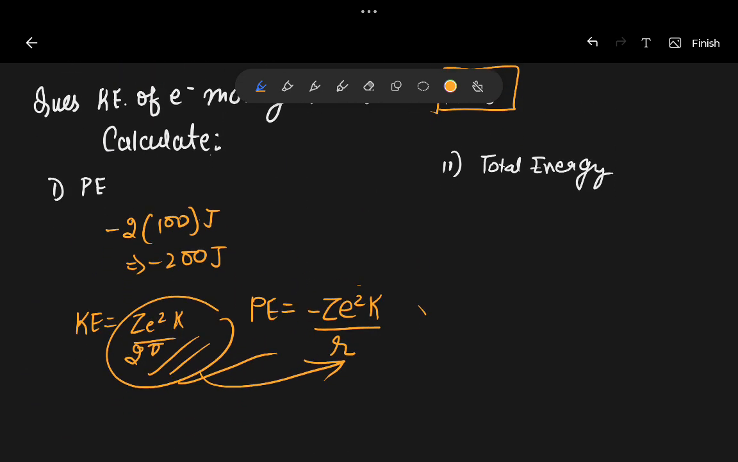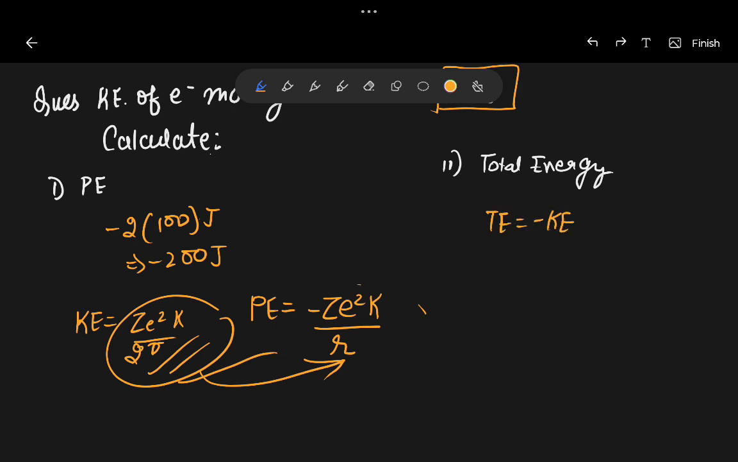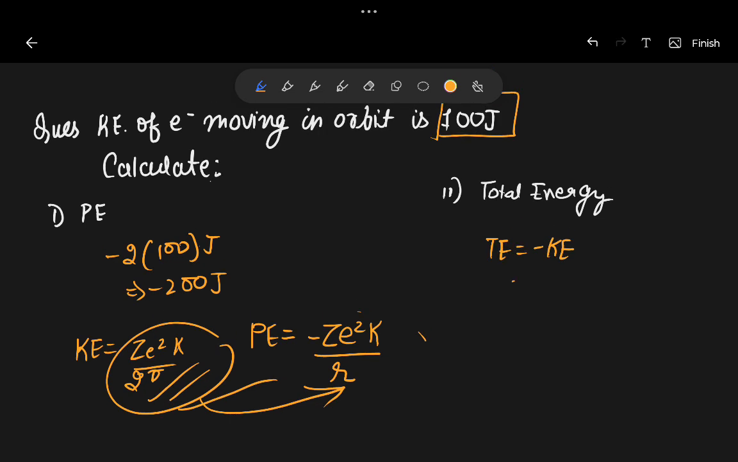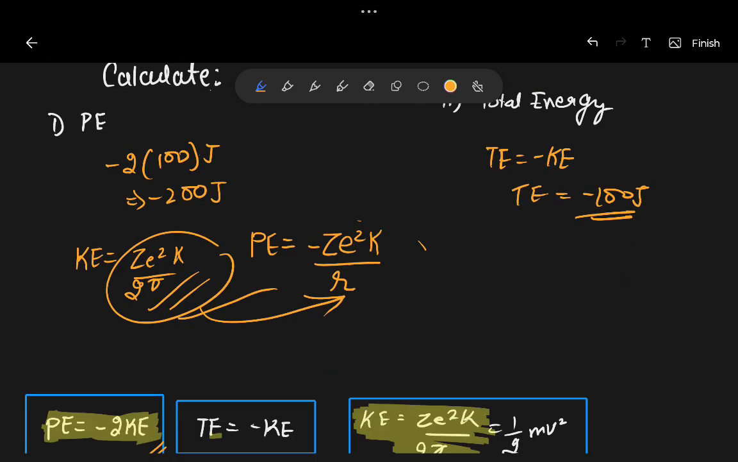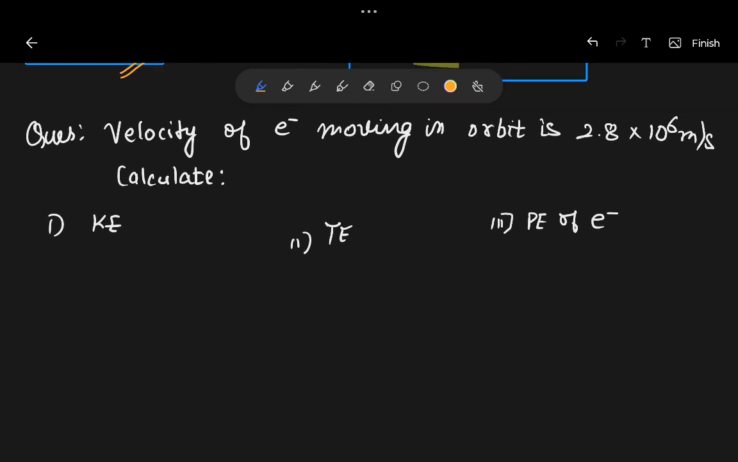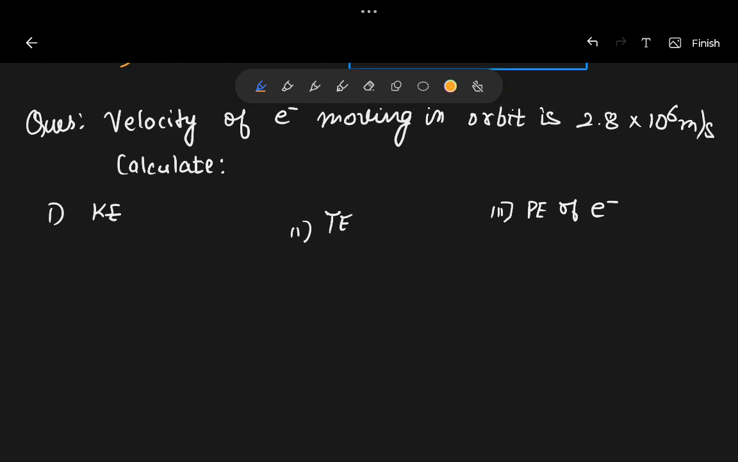And now let's talk about total energy. So total energy is just negative of kinetic energy. So we had kinetic energy negative, so total energy would be -100 joule. Now let's do another question. This is a little bit twisted.